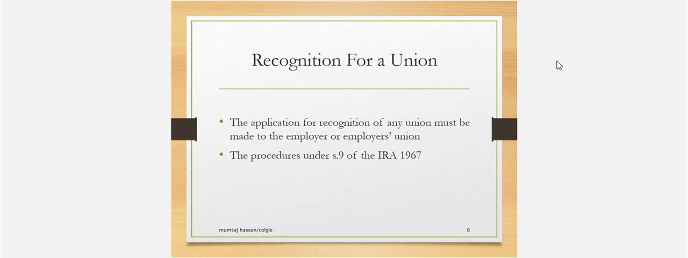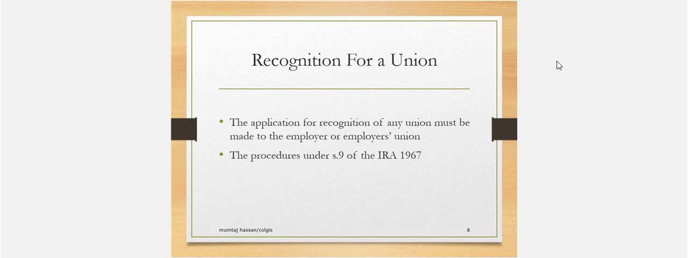Once it's registered, you must apply to your employer for recognition. The recognition process is under the Industrial Relations Act. That means you have to submit your application to the employer. The employer will consider whether to give recognition or not.